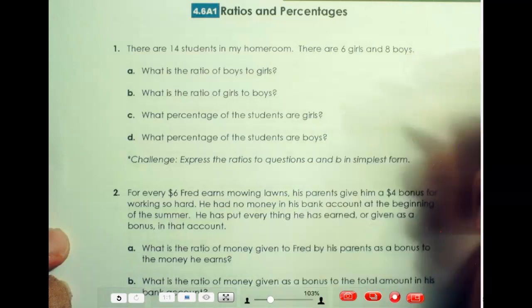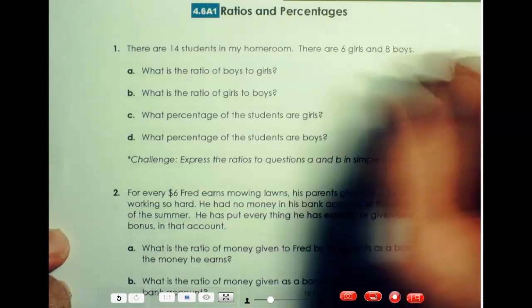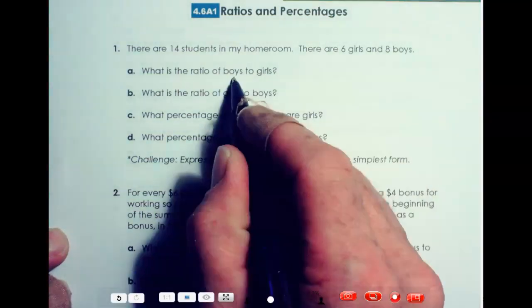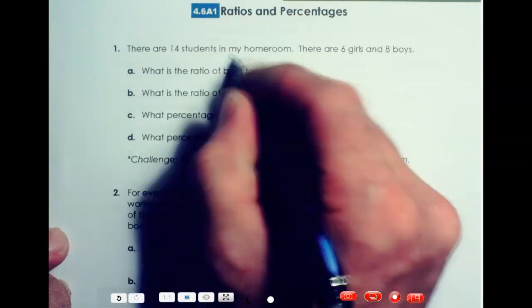There are 14 students in my homeroom, and there are 6 girls and 8 boys. There's the situation. This worksheet just steps you right through understanding ratios. What is a ratio of boys to girls? Well, I'm going to put it right up on top here. Boys to girls, that's going to be 8 to 6.